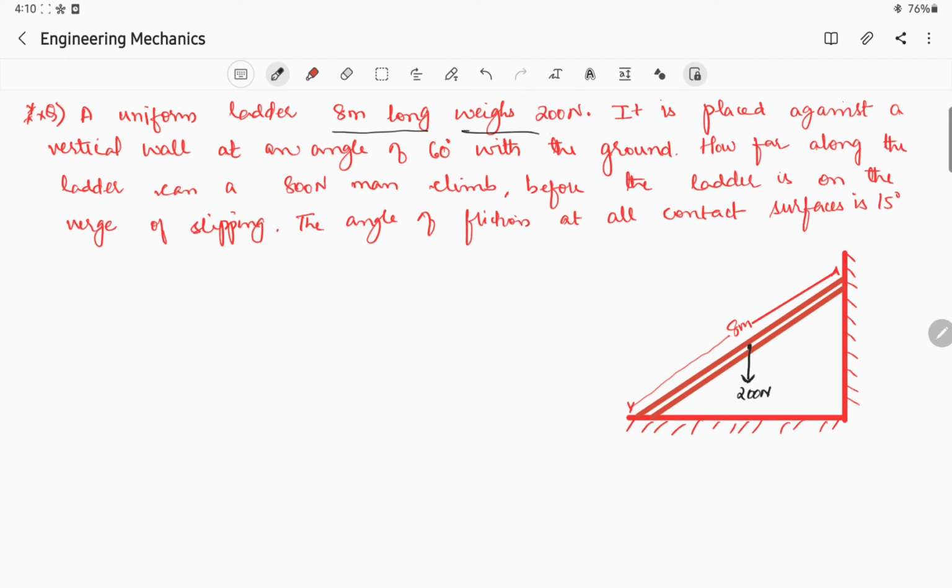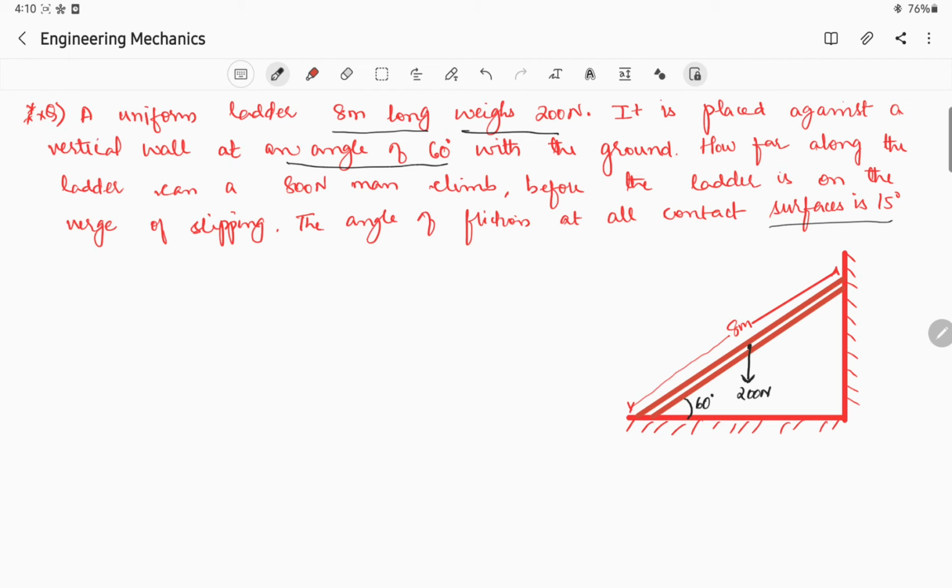After that, weight is over. It is placed against a vertical wall at an angle of 60 degrees with the ground. So this angle is 60 degrees. This also we have added in our figure. How far along the ladder can an 800 Newton man climb before the ladder is on the verge of slipping? The angle of friction is 15 degrees.